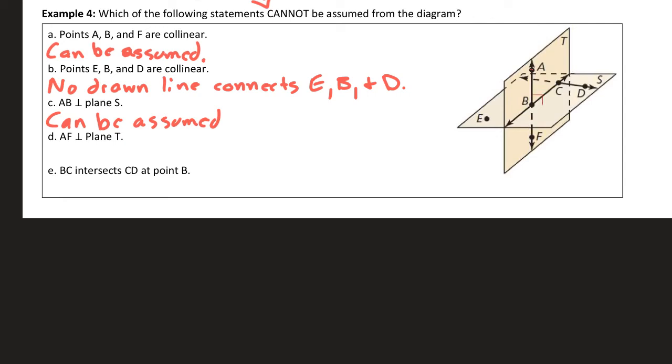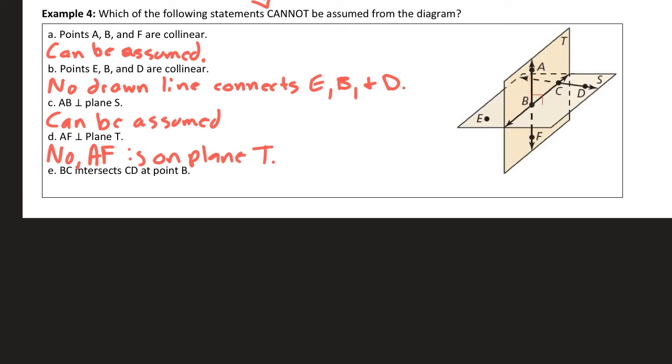And then AF being perpendicular to plane T. Well, where is AF? AF is this segment here. And AF being perpendicular to plane T, well, let's look at that. AF is on plane T, right? So how can it be perpendicular if it's on that plane? So I would say no. AF is on plane T. Can't assume it because it doesn't make any logical sense, right?